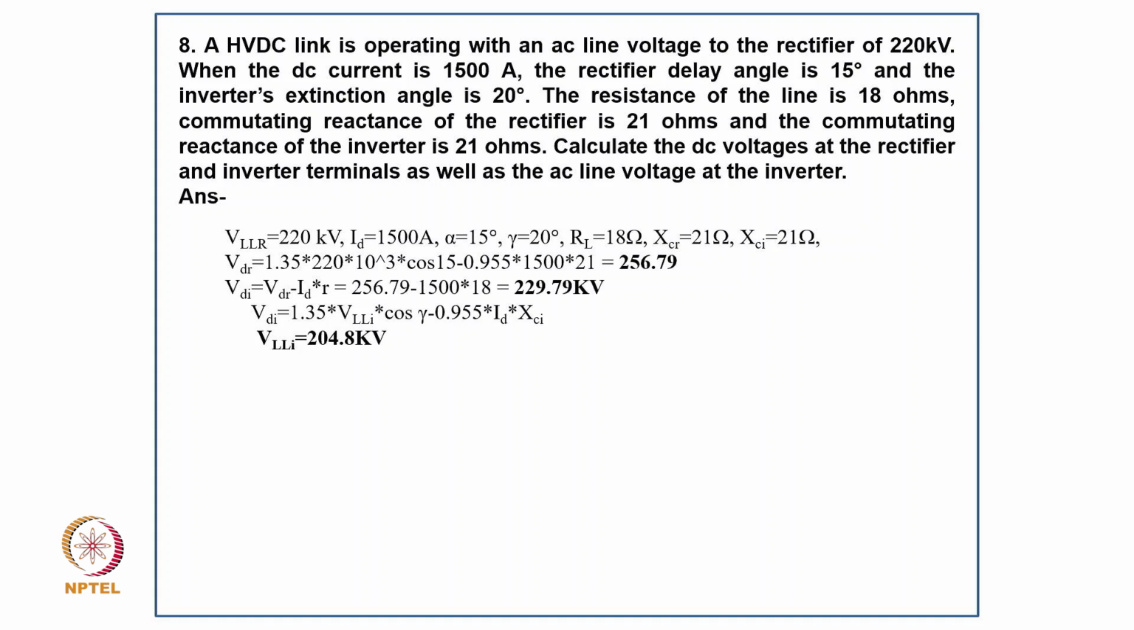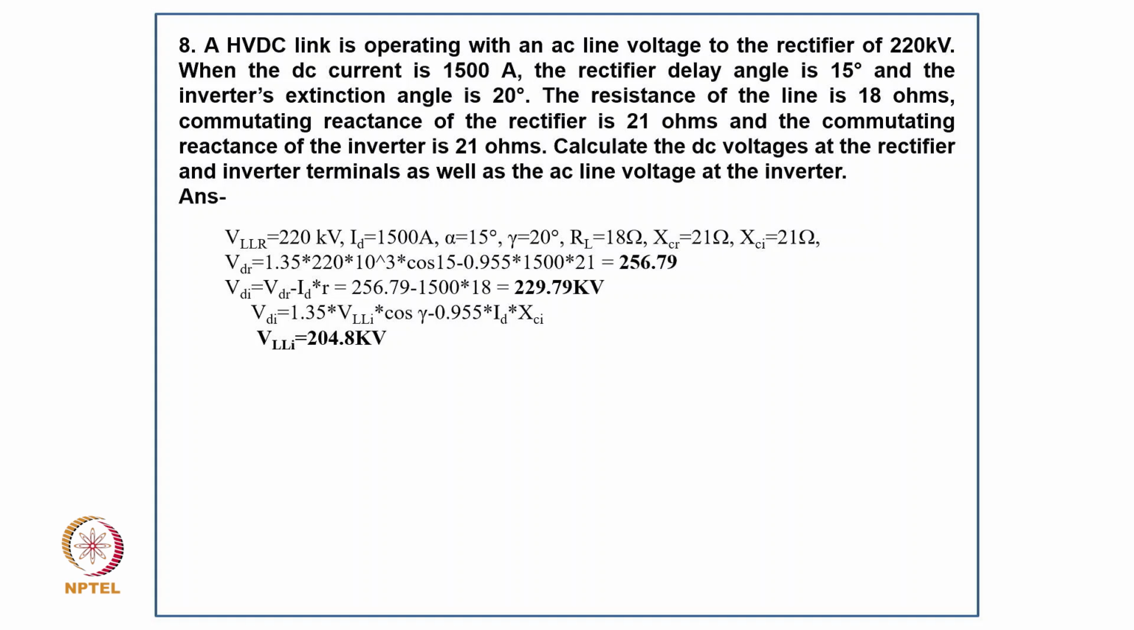Coming to question number 8: an HVDC system is connected with the AC line voltage to a rectifier of 220 kilovolt when the DC current is 1500 ampere, the rectifier delay angle is 15 degree and the inverter extinction angle is 20 degree. Resistance of the line is 18 ohm, commutating reactance of the rectifier is 21 ohm and commutating reactance of the inverter is 21 ohm. Calculate the DC voltage at the inverter terminals as well as the AC line voltage.